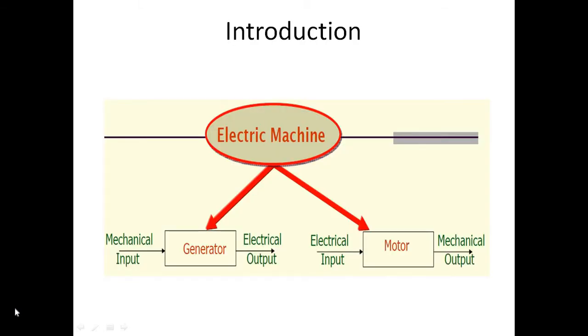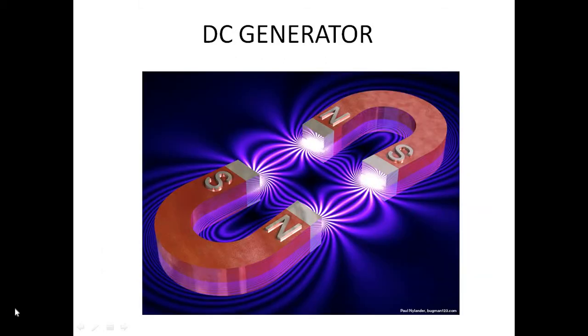Introduction. Electrical machine: mechanical input, generator, electrical output. Electrical input, motor, mechanical output. DC generator: the permanent magnet plays a vital role in a DC generator.